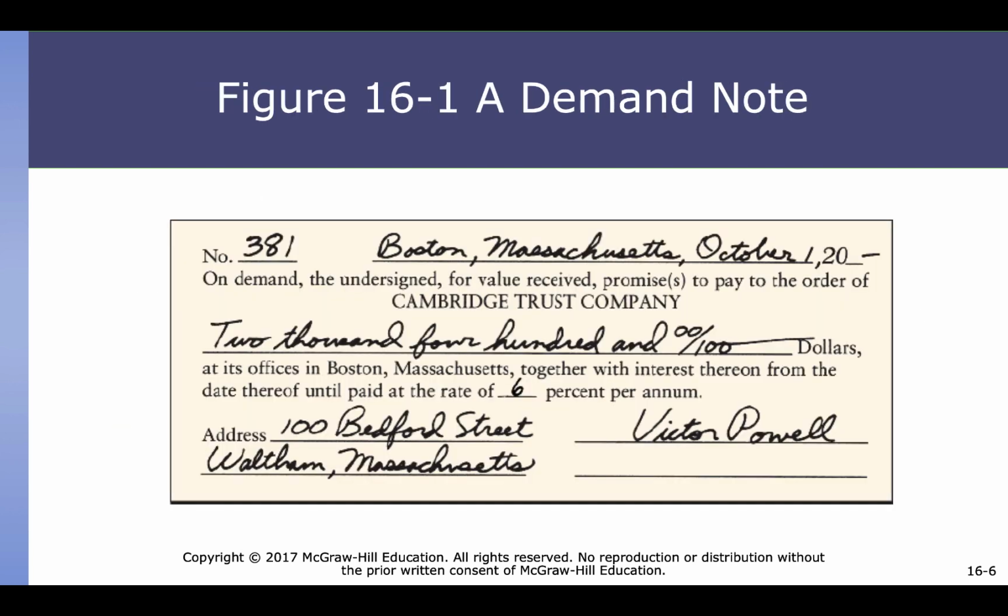Here's an example of a demand note. We can see the maker here is Victor Powell, and we can see that the payee is Cambridge Trust Company, and we see the amount. We see the interest rate, 6%, and we can see that this is a demand note because it says on demand. So that means whenever Cambridge Trust Company demands payment, they will receive $2,400 plus 6% interest.